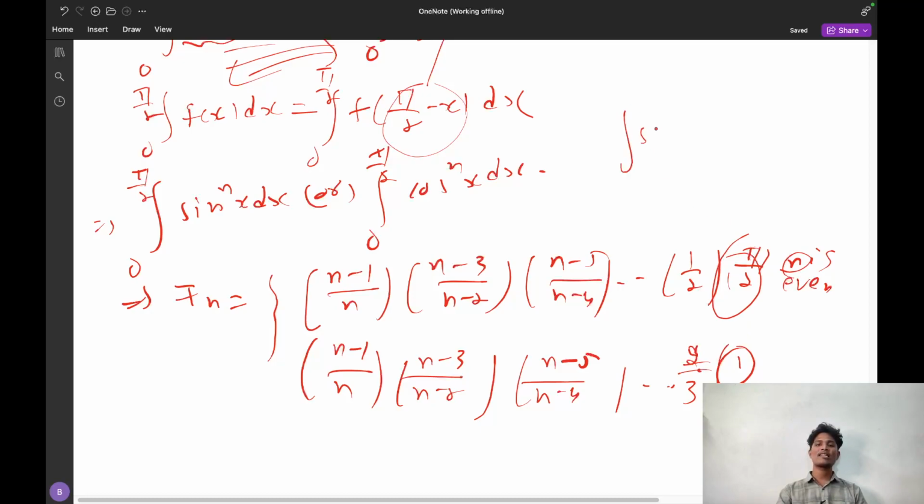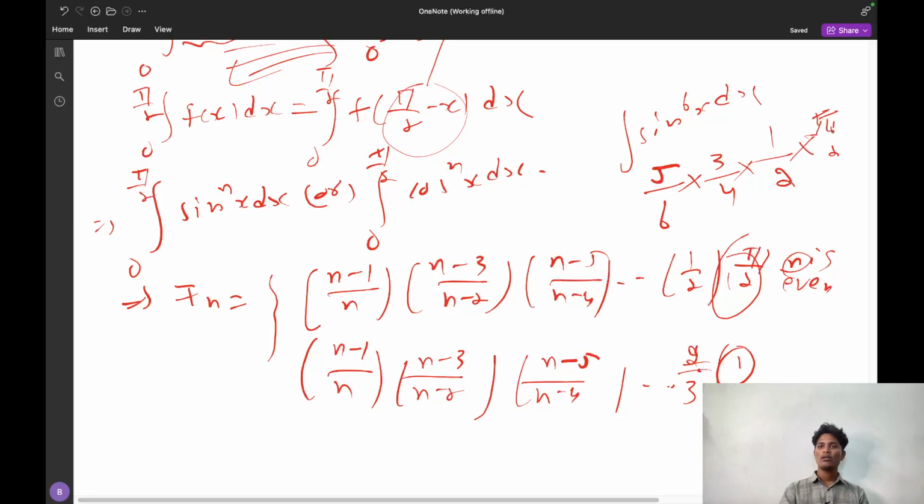That is, if they are asking sine power 6x dx, we have to start with n minus 1. The n minus 1 is 6 minus 1, it is 5. 5 by n, that is 6. 5 by 6 into, 2 we have to separate, that is 5 minus 2, it is 3, 3 by 4 and 1 by 2, that's it. 1 by 2 we got, and last we have to multiply pi by 2. Because why is pi by 2 multiplied? Because it is even. What if they give the integral sine power 5x dx?